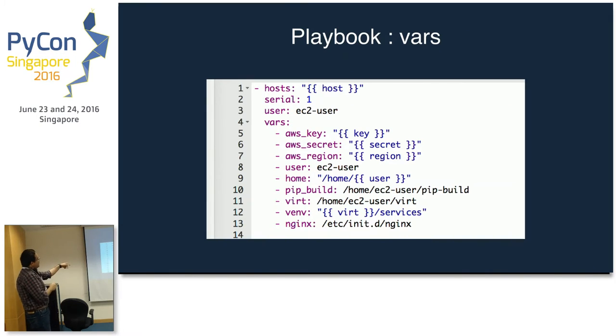In the variables section, as I said, you can pass on arguments on command line and those will be used here. So key, secret, region would be used from the command line. You can also club different variables together just like in Python. So I define a user and then use it inside of home. It's as good as Jinja. If anybody is using Jinja templating, it has a similar definition style.